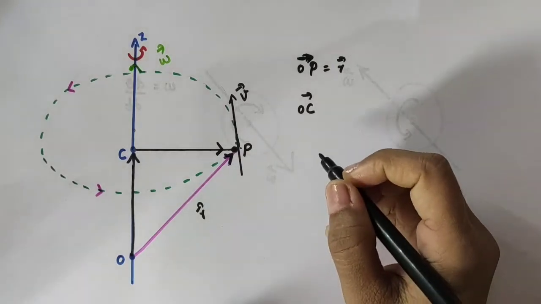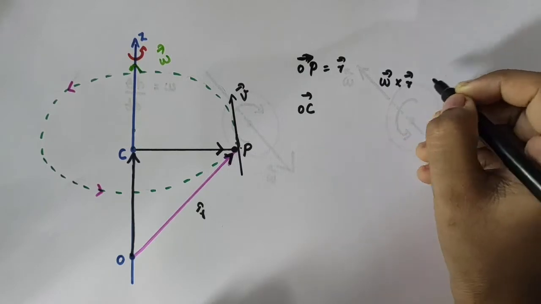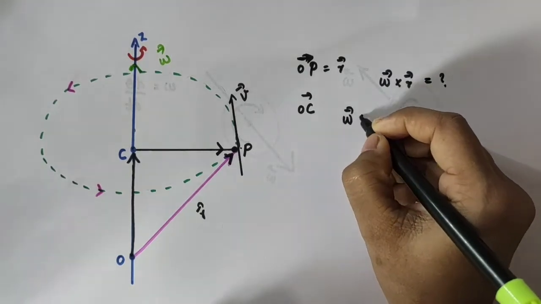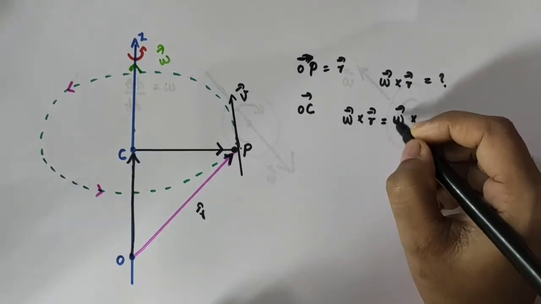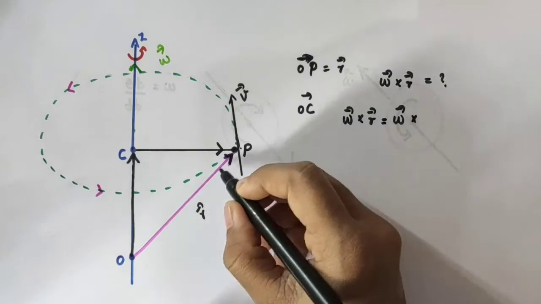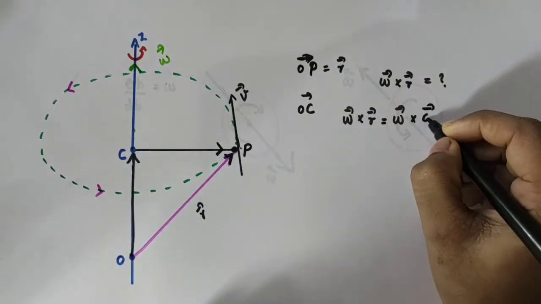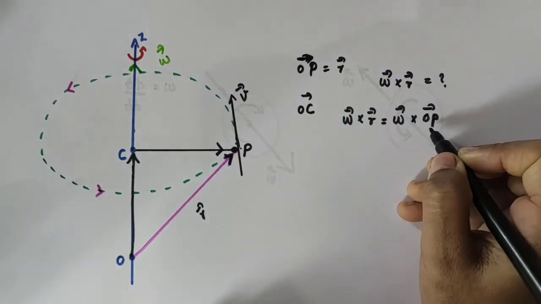Now, let us see what the vector product vector omega cross vector R corresponds to. Vector omega cross vector R is equal to vector omega, which is the angular velocity vector, cross vector R, which is what? Vector OP, the position vector. So vector OP is equal to vector R, and we can write vector R is equal to vector OP.